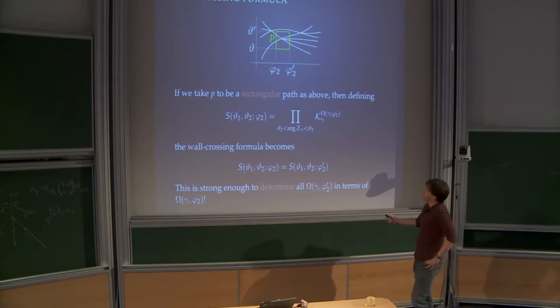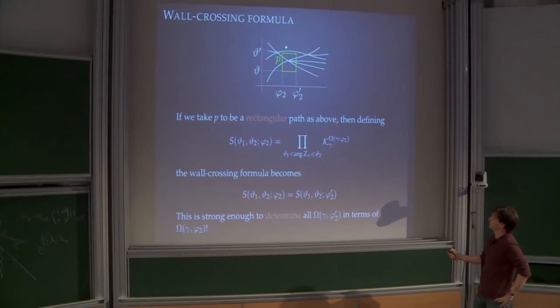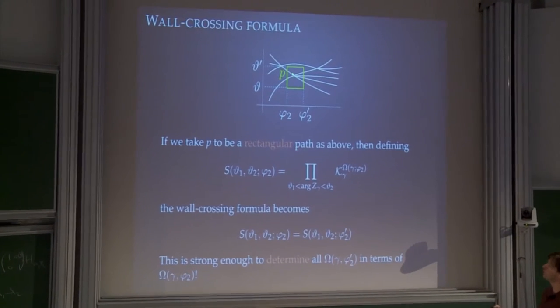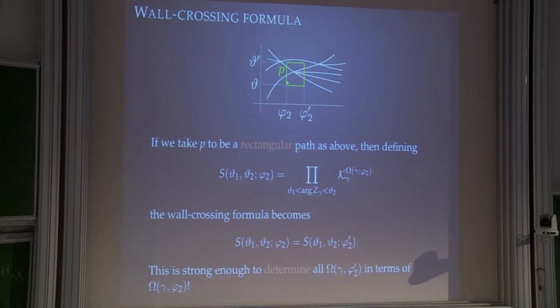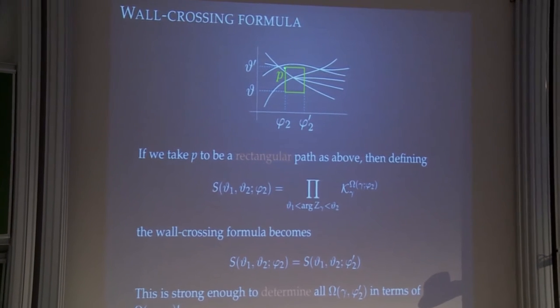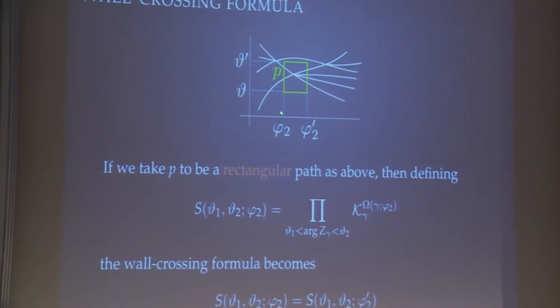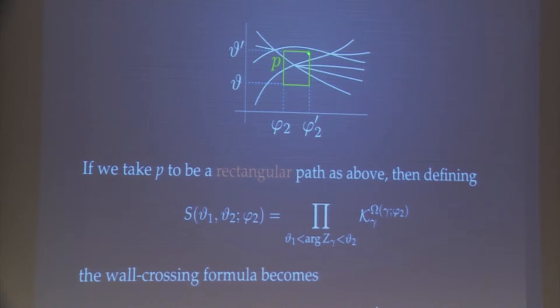It's a wall crossing formula because suppose I take my path P to be actually a kind of rectangular path like this. So here I'm focusing on one particular sort of wall crossing event where I have some non-zero invariance on one side and some other non-zero invariance on the other side. So suppose I go around this path, I don't cross anything here. Here I cross some non-zero invariance at the quadratic differential phi 2. Now I go around this path, and here I cross some lines corresponding to the non-zero invariance at the quadratic differential phi 2 prime, different from phi 2.